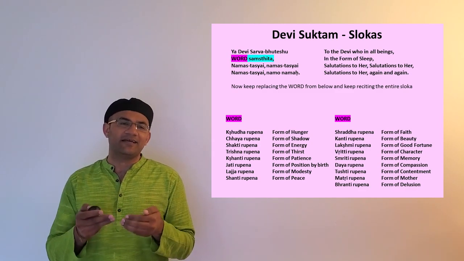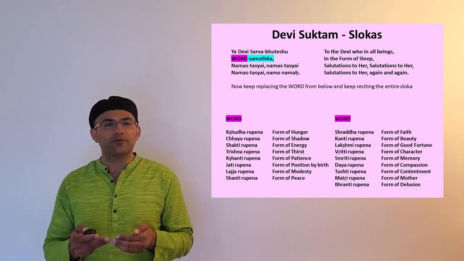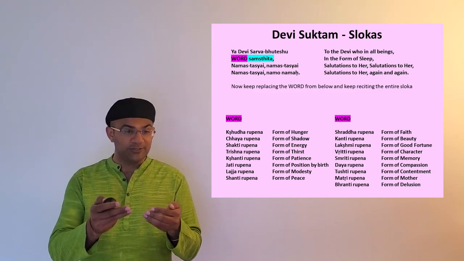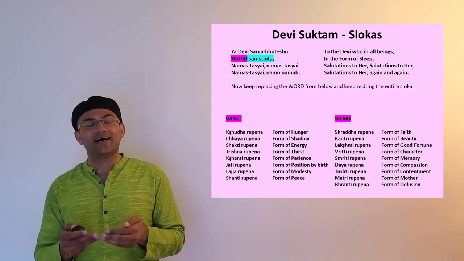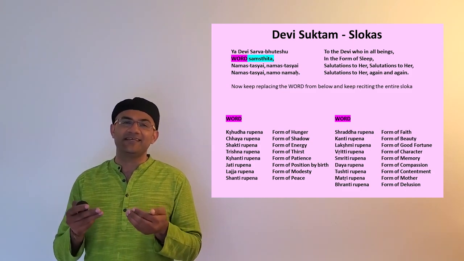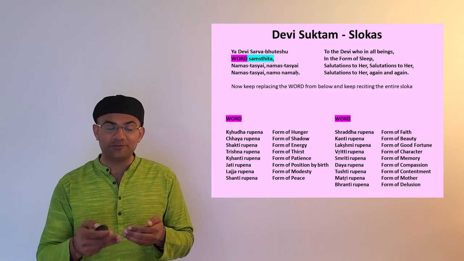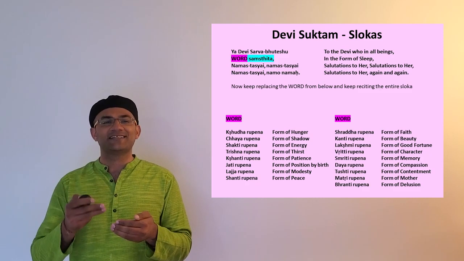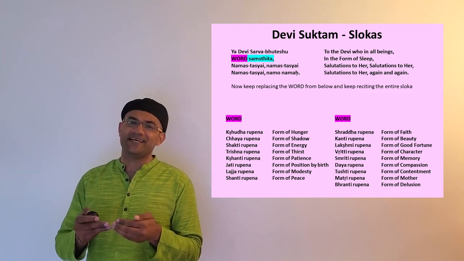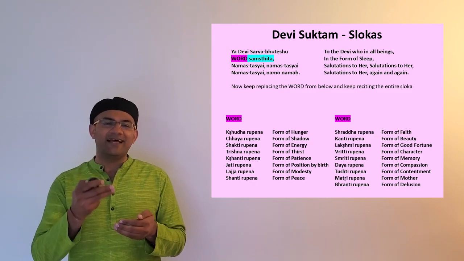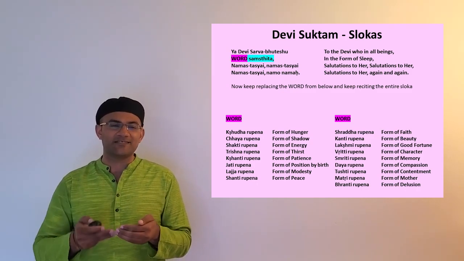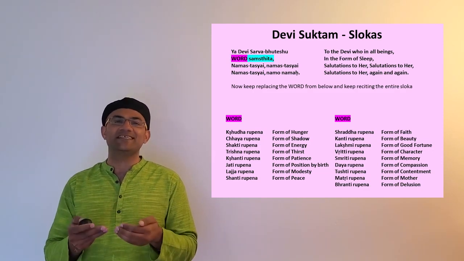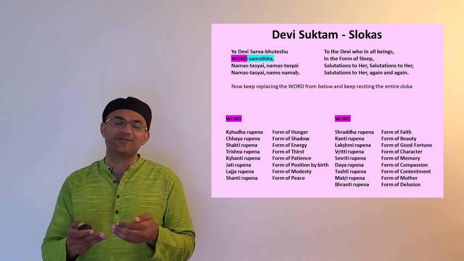So a typical way you can narrate them is Ya Devi Sarva Bhuteshu, and then choose the word, Shuddha Rupena Samsthita. Namastasyai, Namastasyai, Namastasyai, Namo Namah. Next time choose another word. Ya Devi Sarva Bhuteshu Shakti Rupena Samsthita. Namastasyai, Namastasyai, Namastasyai, Namo Namah. Like that, you just keep choosing these words from the list below, and then you're compiling the whole sloka. Now you get how easy it is, specifically for kids, to memorize this.